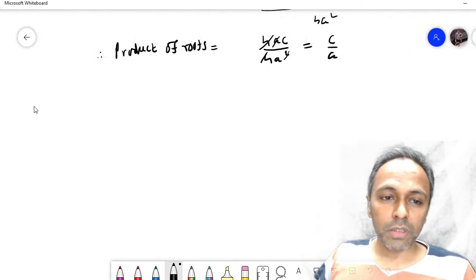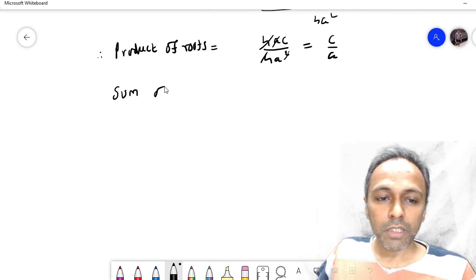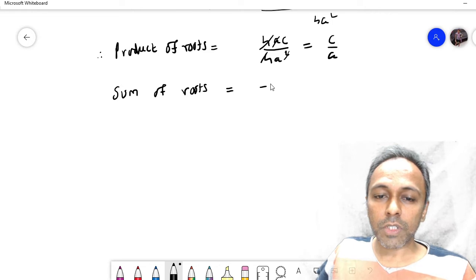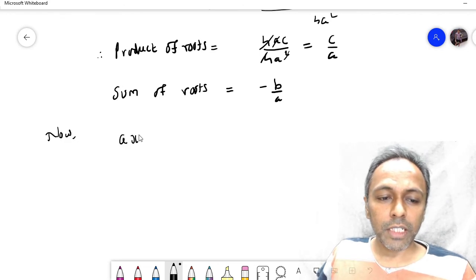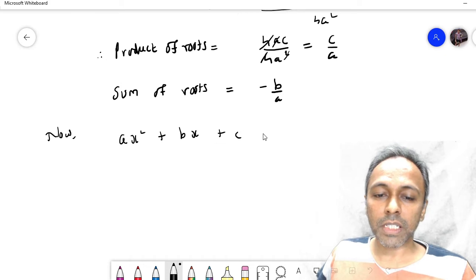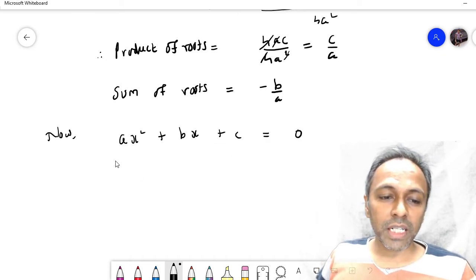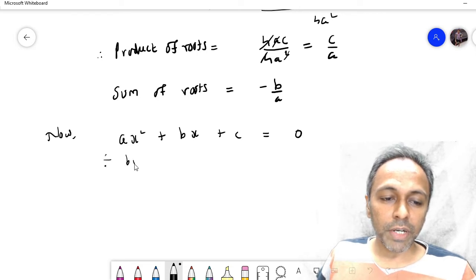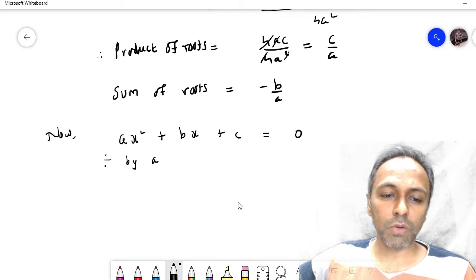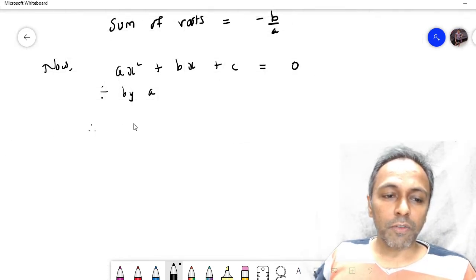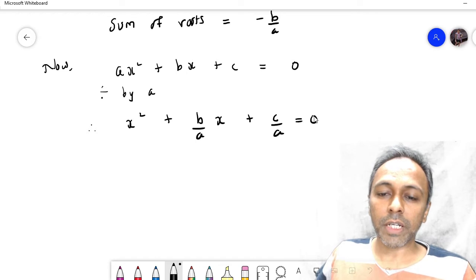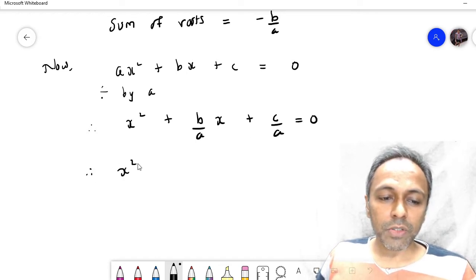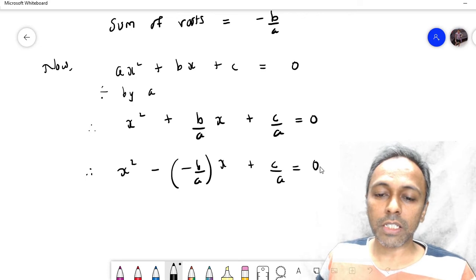So the sum of roots we have got is minus b upon a. The sum of roots from the earlier part was minus b upon a. Now let us reconsider our question. It is ax square plus bx plus c equal to 0. Because it was said that a is not 0, let us divide by a on both sides. Because it is a non-zero quantity, you can divide. Therefore x square plus b upon a into x plus c upon a will remain. This can be written as x square minus of minus b upon a into x plus c upon a is equal to 0.